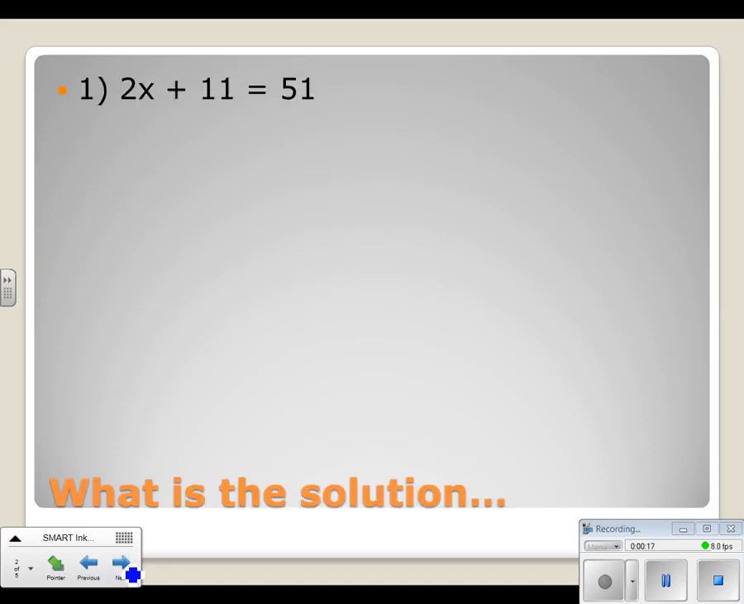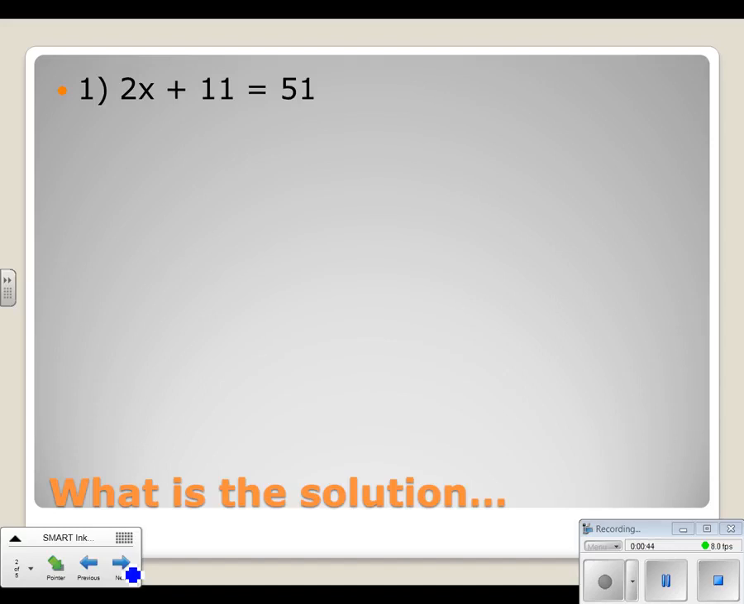2x plus 11 is the same as 51. So first, to get that x isolated on the left-hand side, we want to figure out what to get rid of first, the 2 or the plus 11. Since we're undoing the math, we're doing the opposite, we're going to get rid of the plus 11 before the multiplication of 2. It's essentially order of operations but backwards because we're undoing the math.